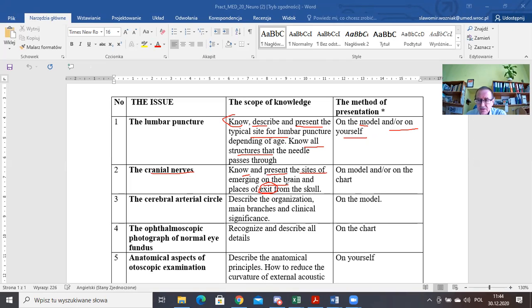So I hope you remember this one. So mandibular foramen, for example, oval, rotundum, mental, on model and or charts. The cerebral arterial circle, the Willis circle: describe main branches and clinical significance on the model.